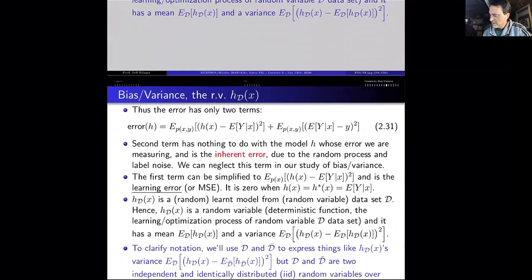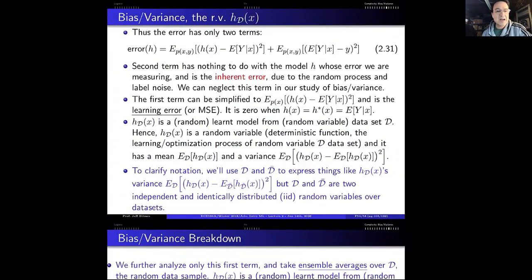In fact, one of the things we're going to do might seem like it obfuscates the notation, but in fact it's going to clarify it, because we're going to use two different D's, D and D bar, to express things like the variance. It's the expected value with respect to the random variable D of h of D. So this one uses D, but inside we have the mean, which is the mean with respect to D bar. The key thing is that D bar is just another copy of the same random variable, so we can compute the expected value with respect to D bar or with respect to D. It's the same thing.